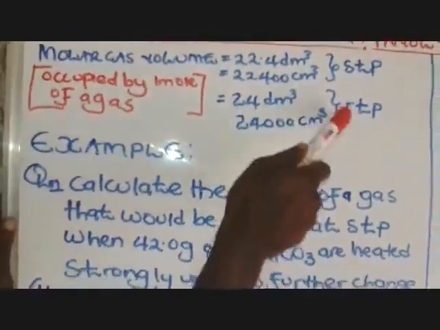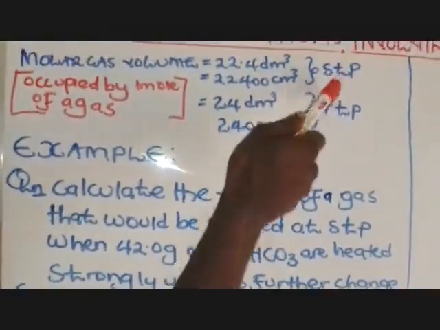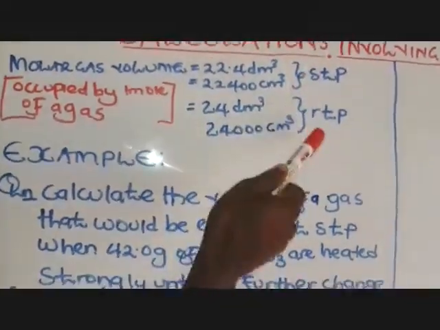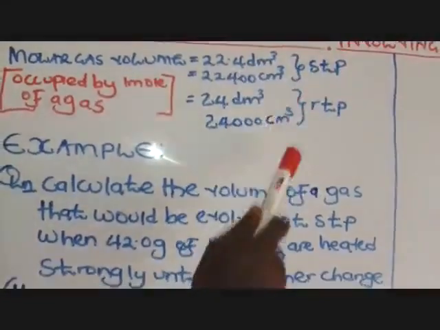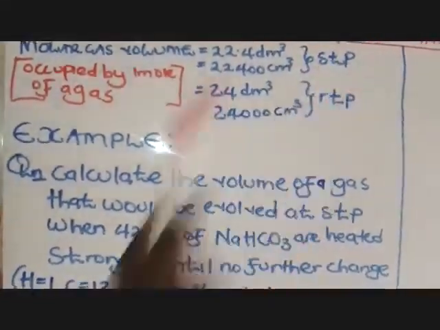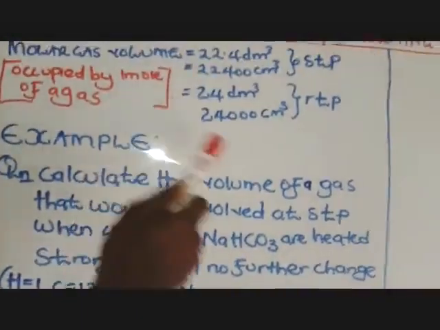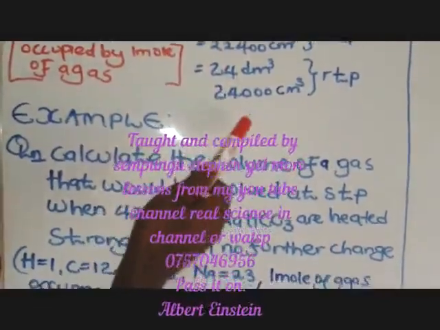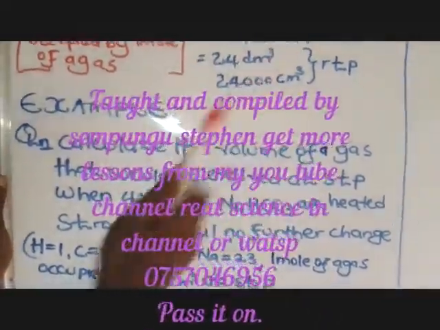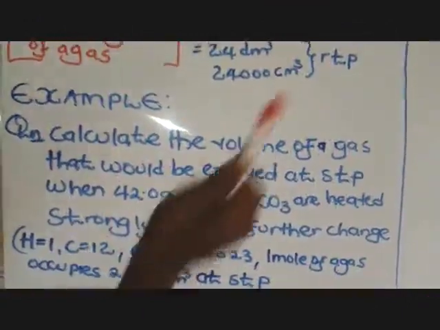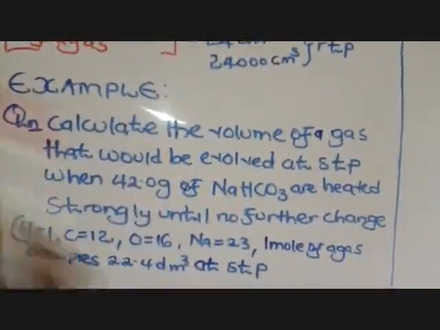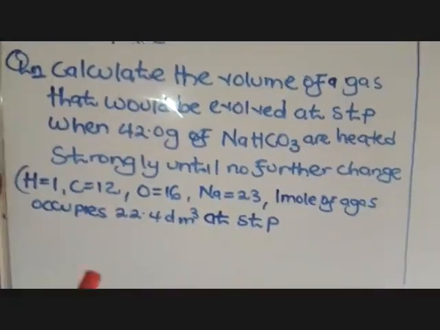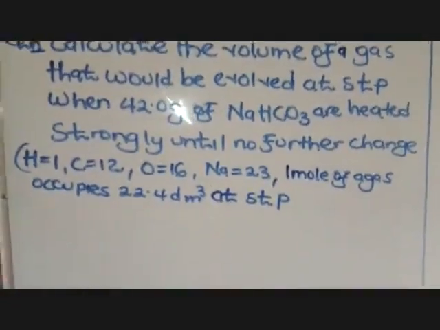Remember, RTP means room temperature and pressure, and STP means standard temperature and pressure. The RTP volume is 24 decimeters cubed, which is 24,000 cubic centimeters. Now we want to see how we can use this to find number of moles and other volumes and masses of different chemical substances.